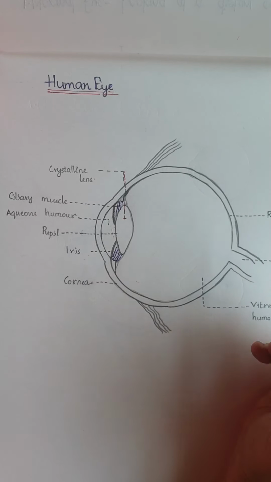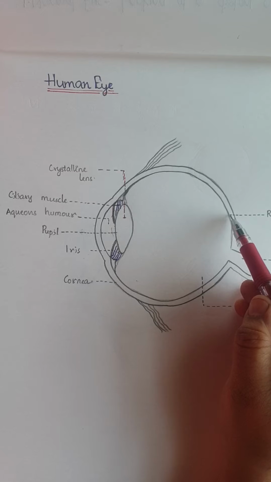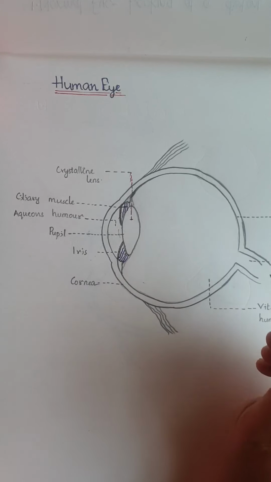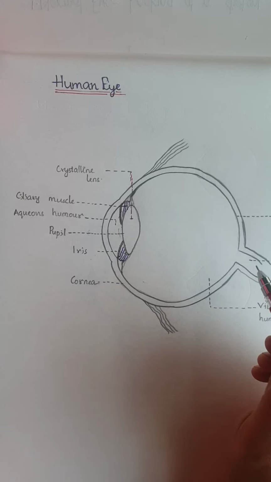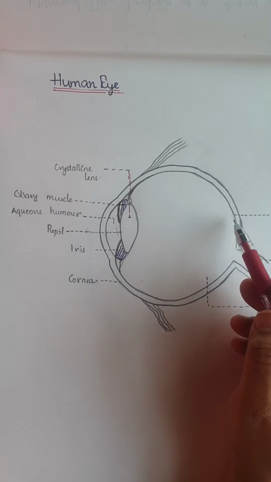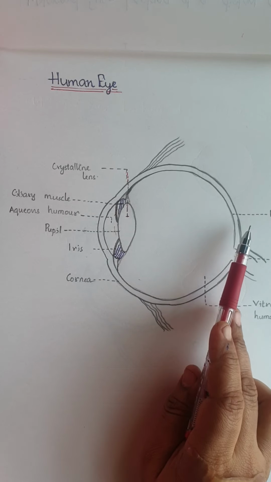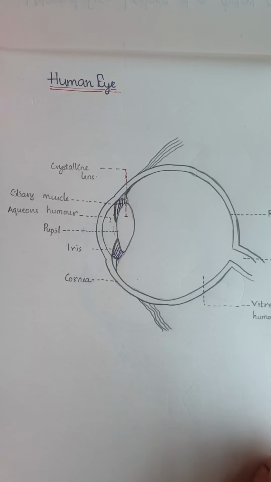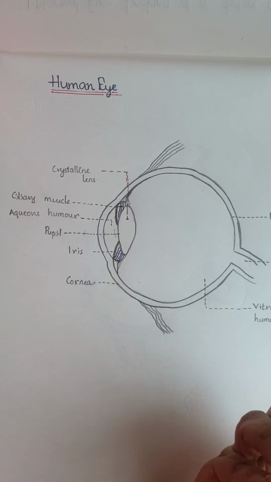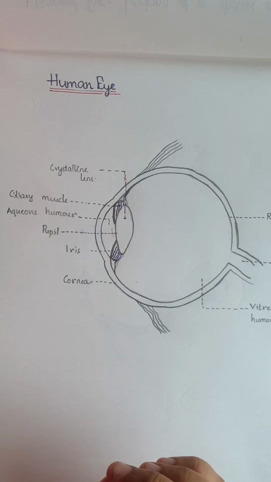Okay, children? Next comes retina. It is the most important part of our human eye. Retina acts as a light sensitive screen. It consists of two types of cells. What are they? Cone cells and rod cells.